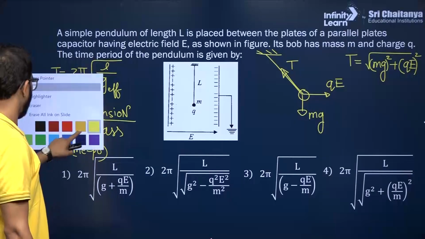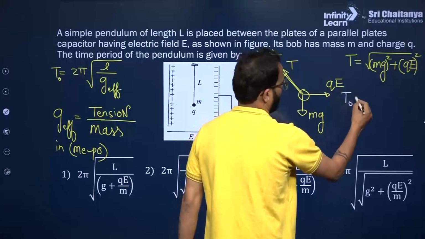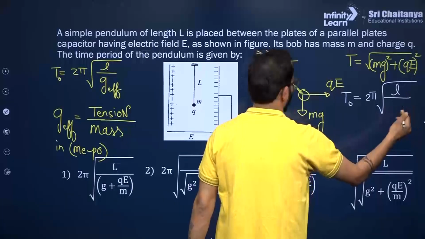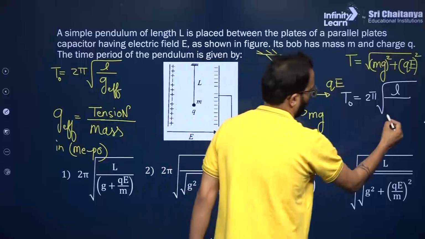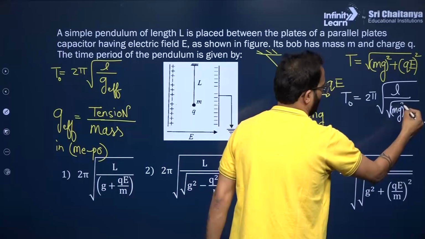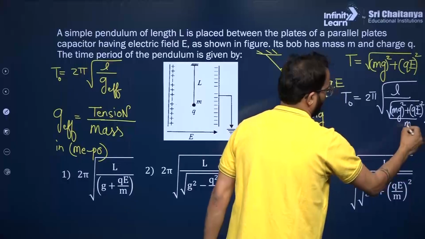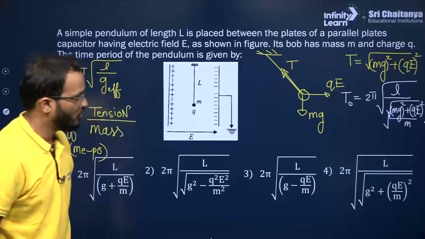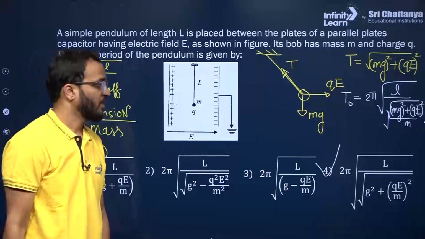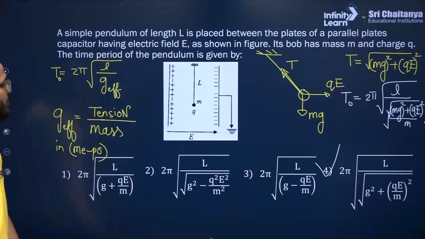So what will be the time period now? Time period T naught will become 2 pi root over L by G effective. So G effective is what? Under root of mg whole square plus QE whole square upon m. Got it? So if you solve it, it will become the fourth option. Clear? So just find out the value of G effective and your answer will be absolutely clear.